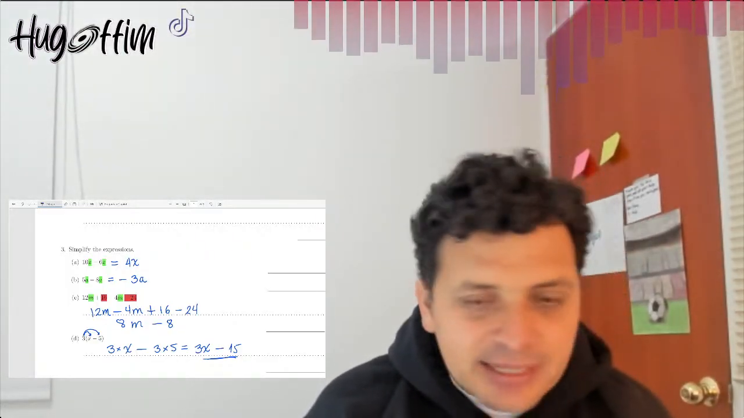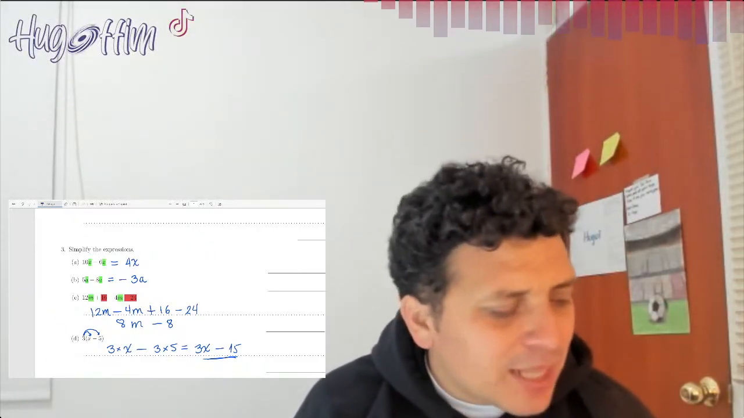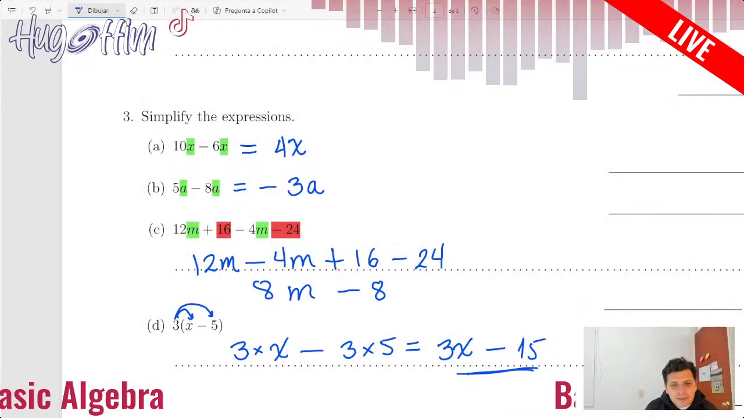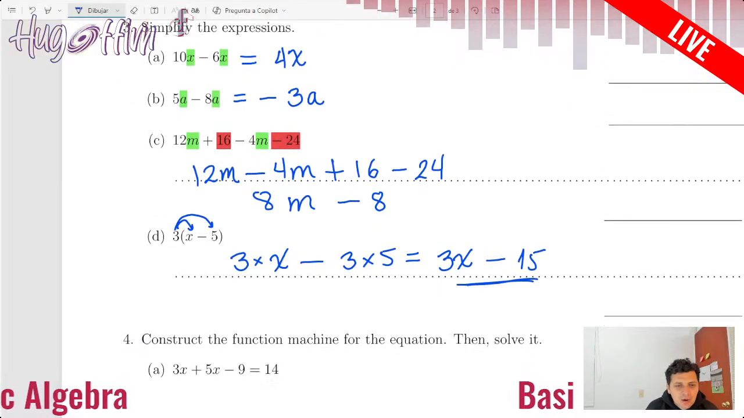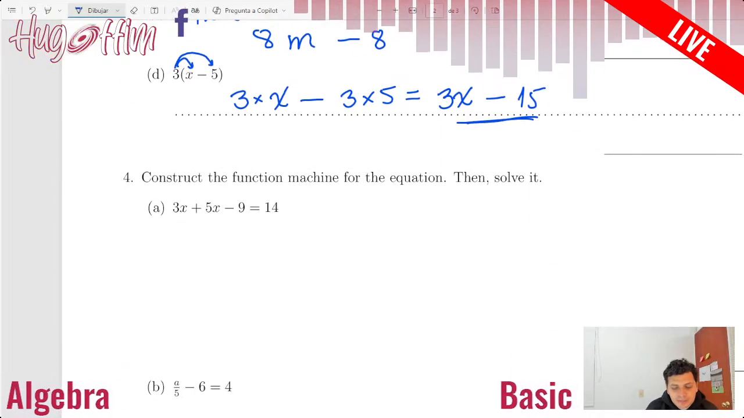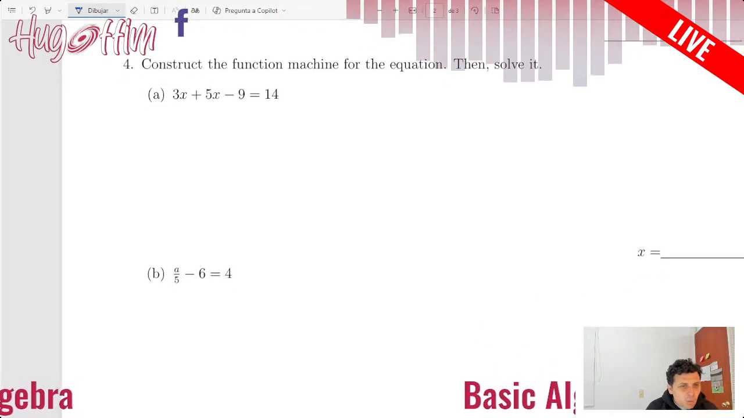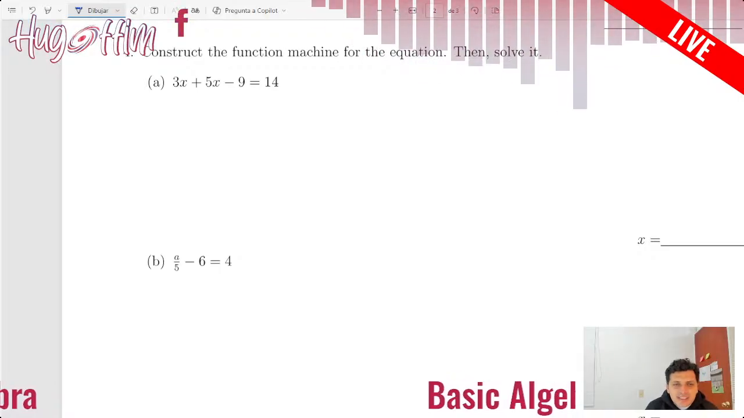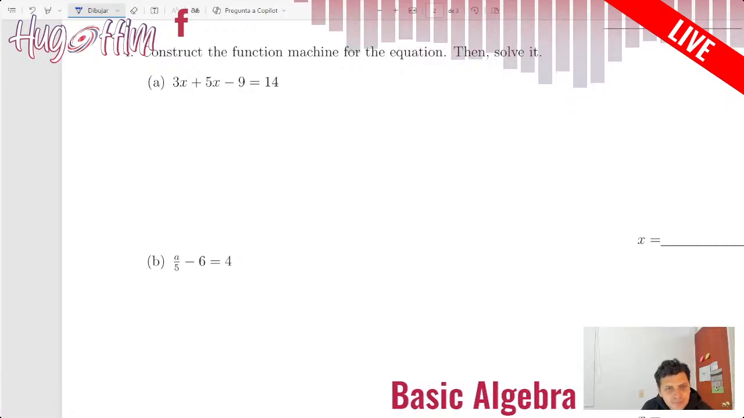Let's go to the next step, that is solving equations when you construct the function machine. Now, I have observed a little bit of discussion here about how helpful it is to use a function machine. And actually, it's not something that we must be worried about, but the function machine helps you to understand what you're doing. So I'm just going to do the first one to show you.